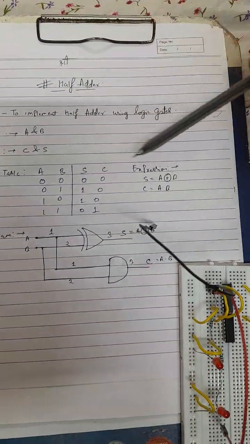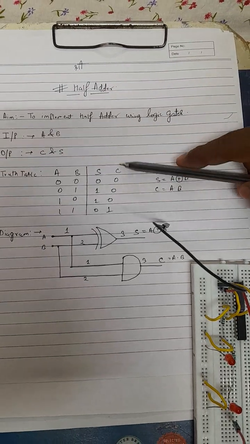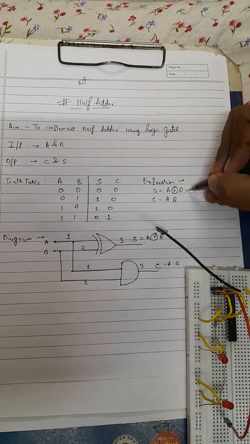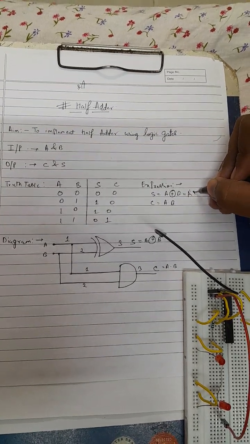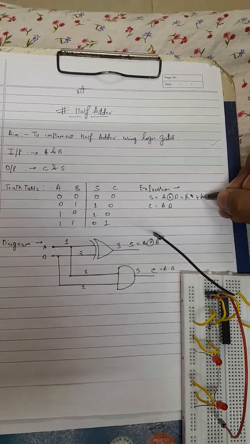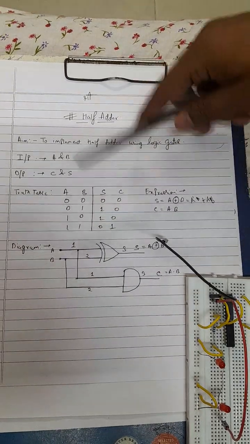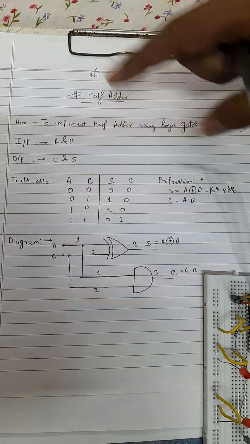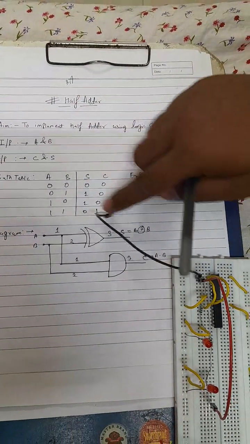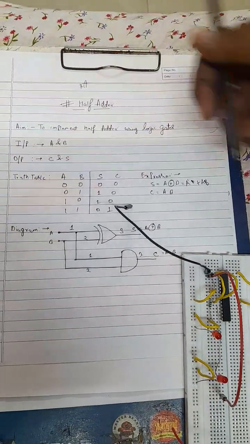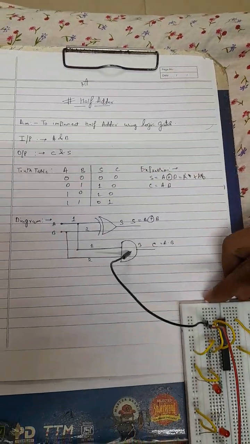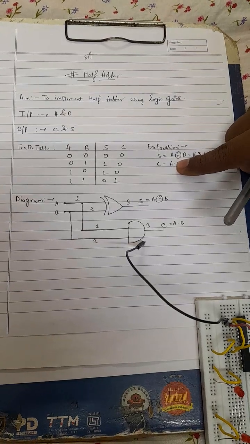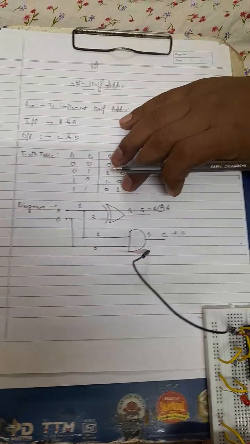For our sum part, when we see from the truth table, we deduce that the sum is A XOR B, which is A' B plus A B', which we can see from this truth table. And for the carry part, we have from the value 1 1, A dot B. So from the expressions we can see that we need one XOR gate and one AND gate for our demonstration. Now we will come to the diagram.